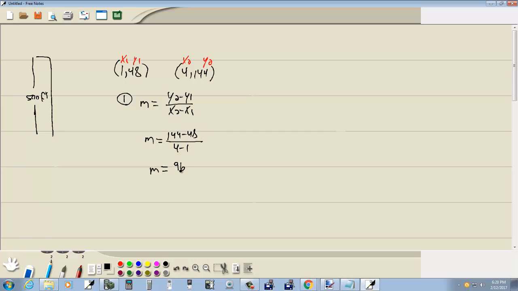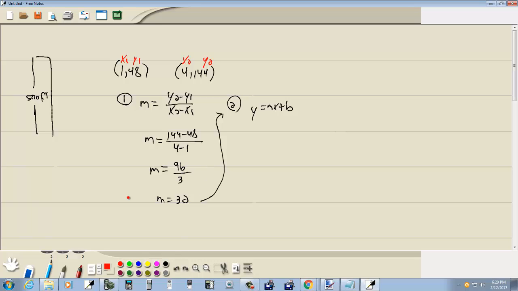96. And 96 over 4 minus 1 is 3. So that gives us m is equal to 32. Step 2. Plug in the given point for x and y.